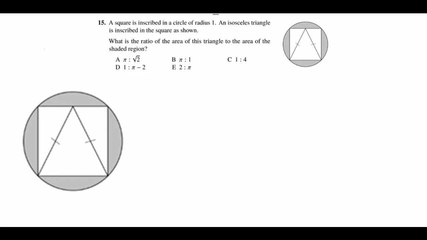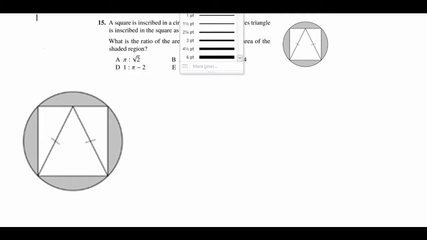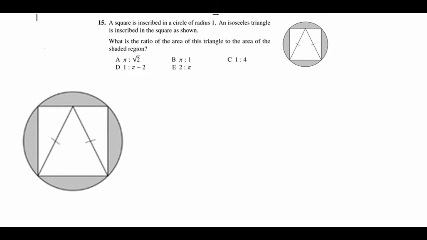Okay, so question 15 is, a square is inscribed in a circle of radius 1. An isosceles triangle is inscribed in the square as shown. What is the ratio of the area of this triangle to the area of the shaded region? So what I am first going to do is to mark the center of the circle and the square, since they both have the same center. So the center will be about here, and we'll call that point O.